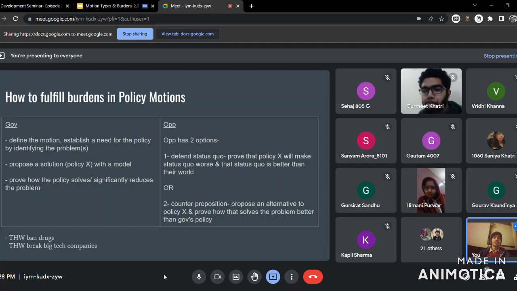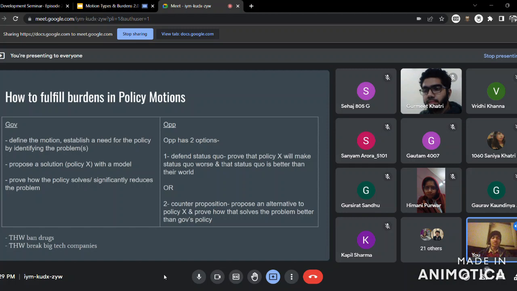What Op needs to do in this case is prove that policy X will make the status quo worse by proving that the harms that this policy brings with itself are more than the benefits that it brings. So the net effect is more harms in Gov as compared to the current state that we're living in, which is what opposition is defending. So therefore, status quo is something that is proven to be better than Gov's world, which makes opposition win the debate.